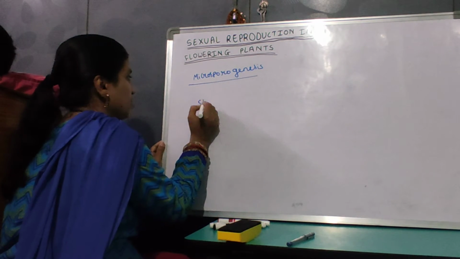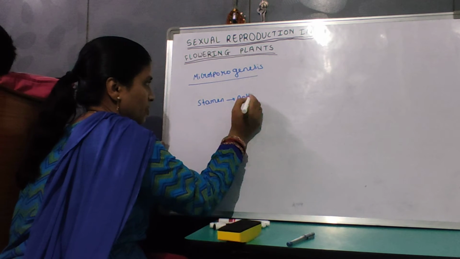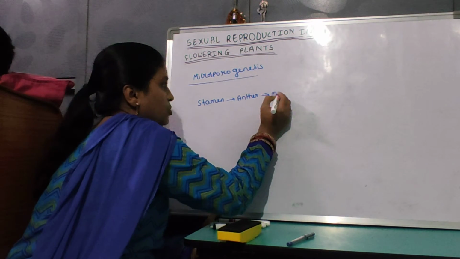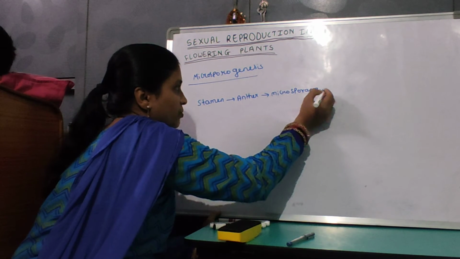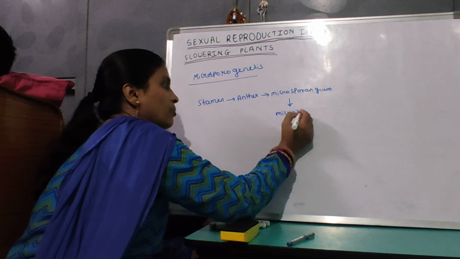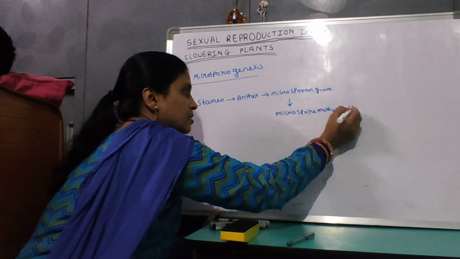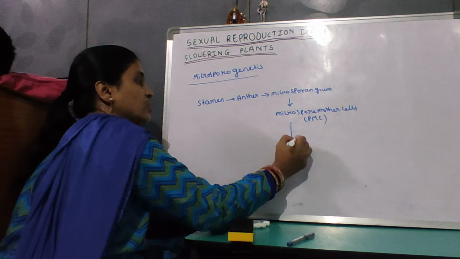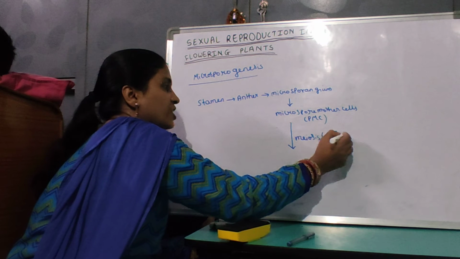First, the stamen. The stamen is having the anther. The anther is having the microsporangium, isn't it? The microsporangium is having the microspore mother cells, also called pollen mother cells. They undergo the reduction division, or meiosis. This is nothing but the reduction division.